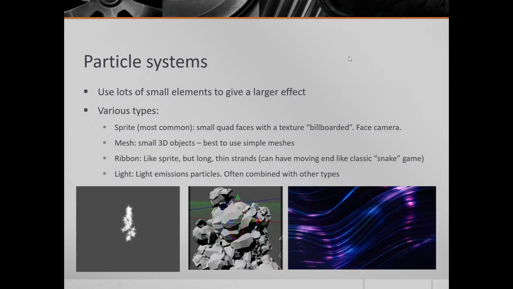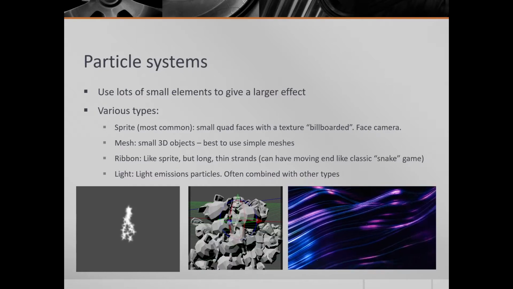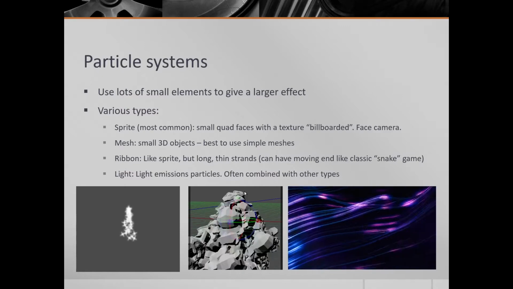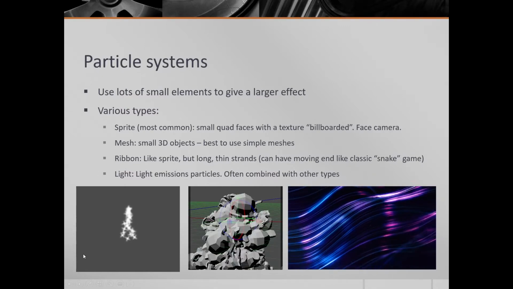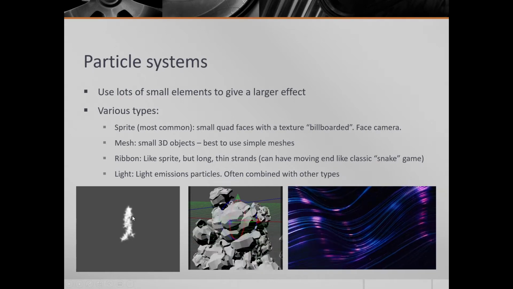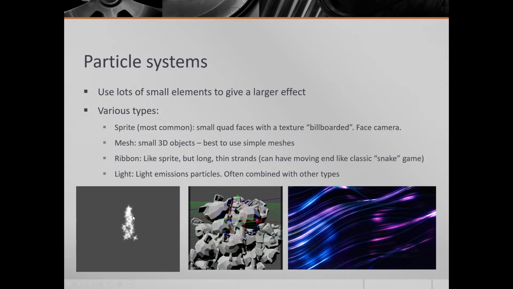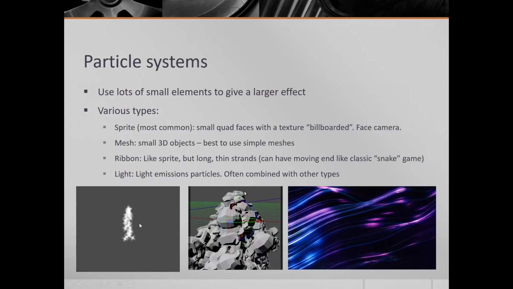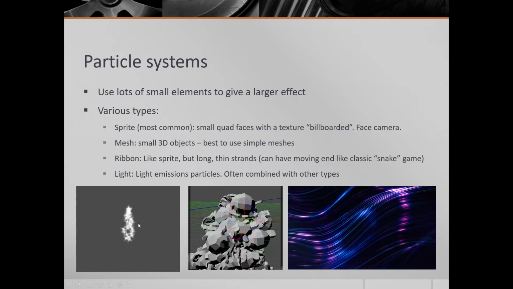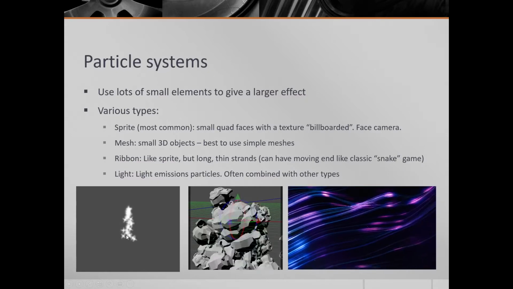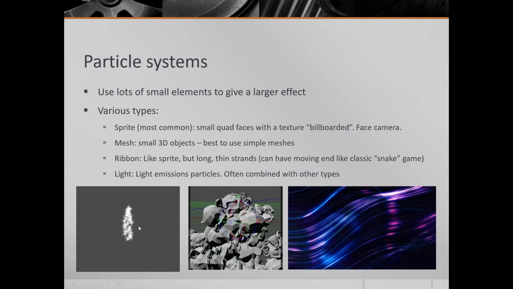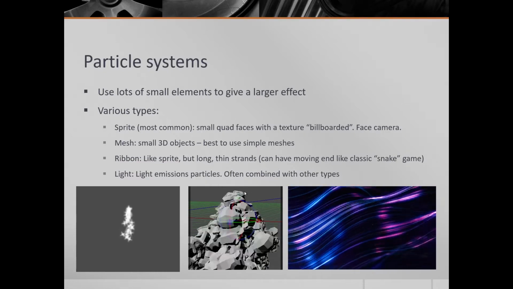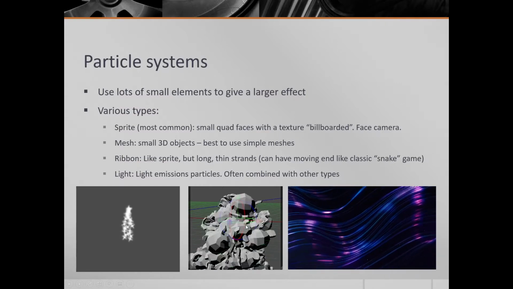The basic principles of particle systems are that they use lots of really small elements to give some kind of larger effect. And there are various base types here, and we've got each of these displayed. This is a sprite-based one, which basically has small quads, which are like little squares, on which a texture has been drawn. And these quads are moving and they're what's called billboarded, which means they're constantly facing the camera, the virtual camera.